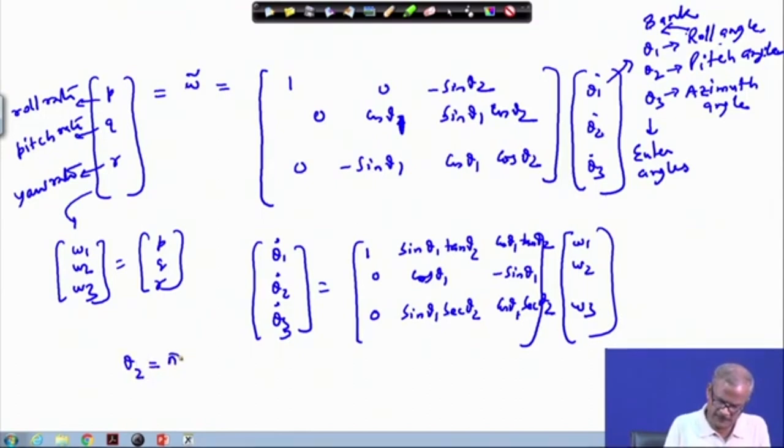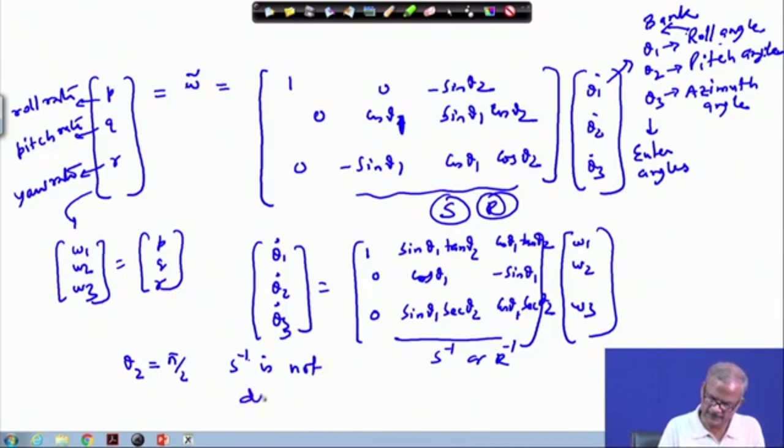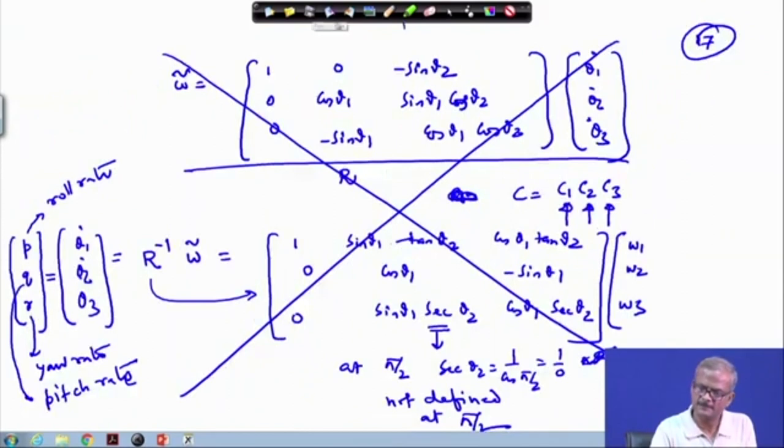At theta 2 equal to pi by 2, the S inverse, if you write this as S or R, so this indicates S inverse or R inverse, is not defined, because at this point it blows up and goes to infinity: 1 by 0, this is cos theta 2, so 1 by 0 there becomes infinity. Okay, so we have covered the kinematics of the rotational part, with a little bit remaining.